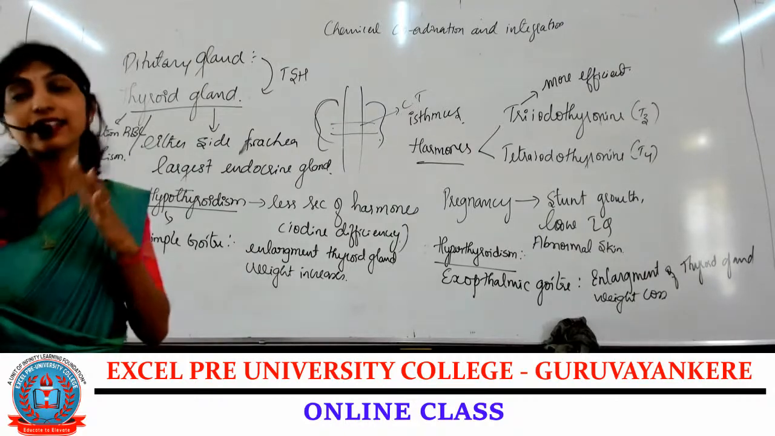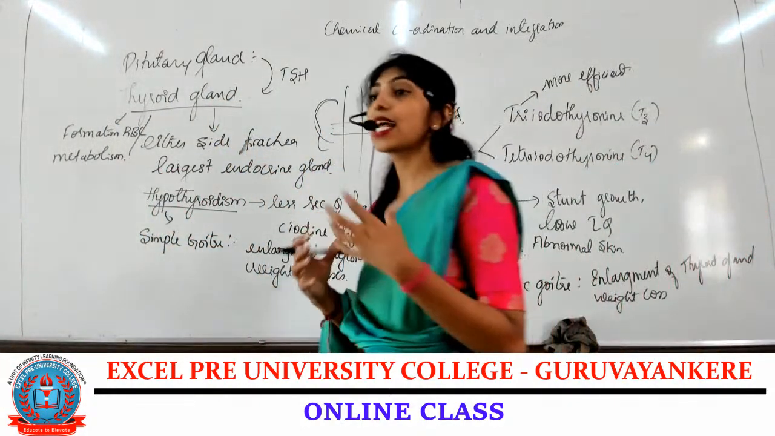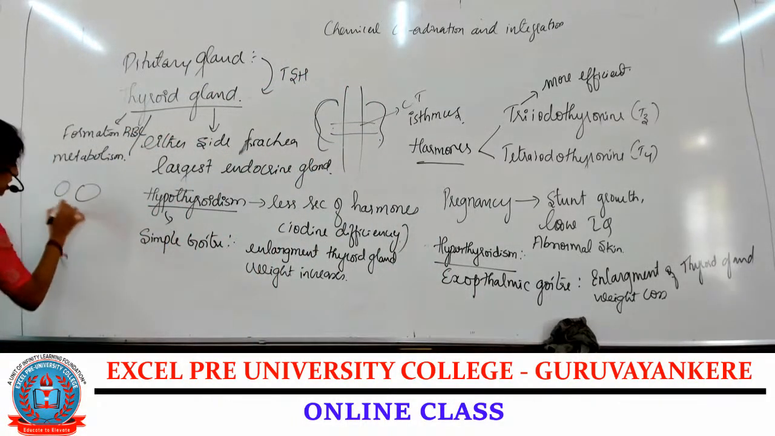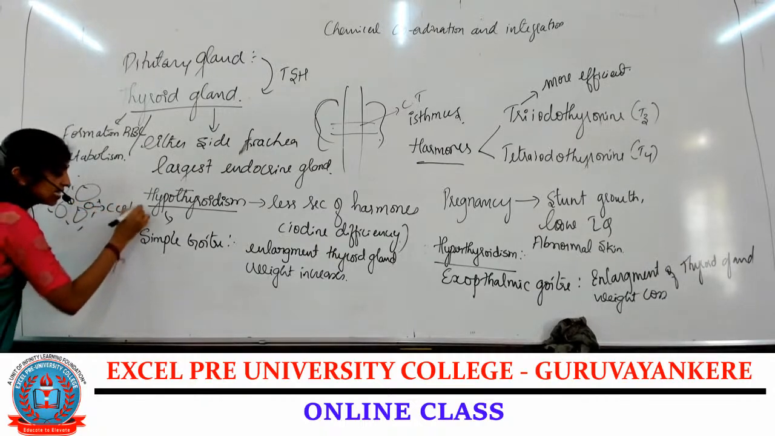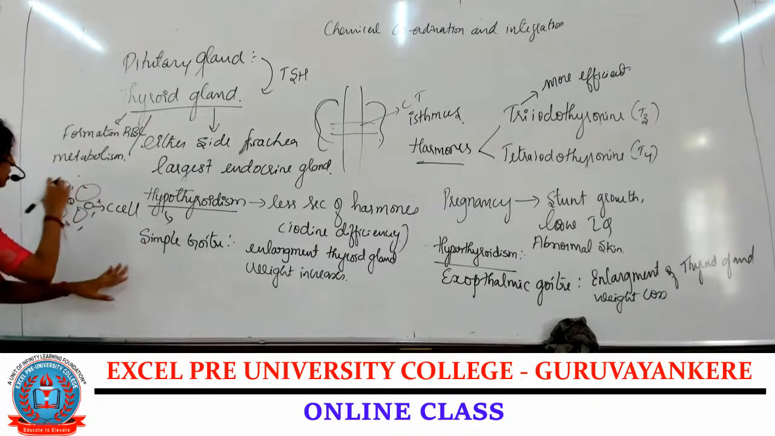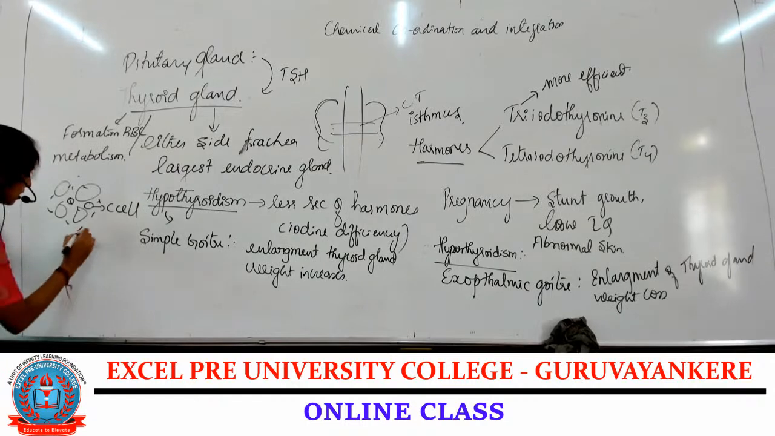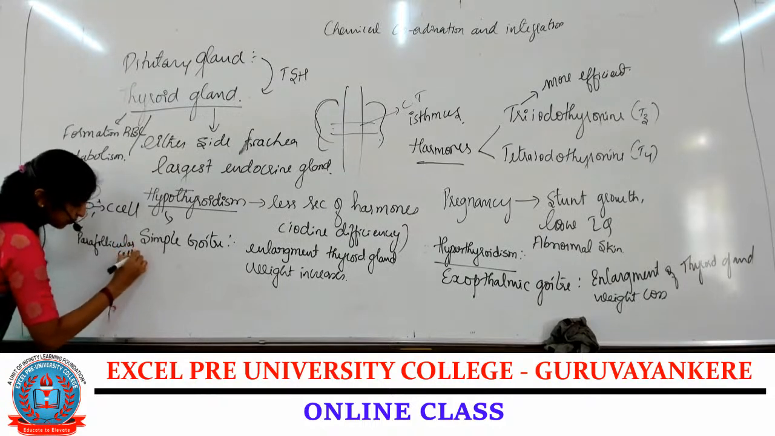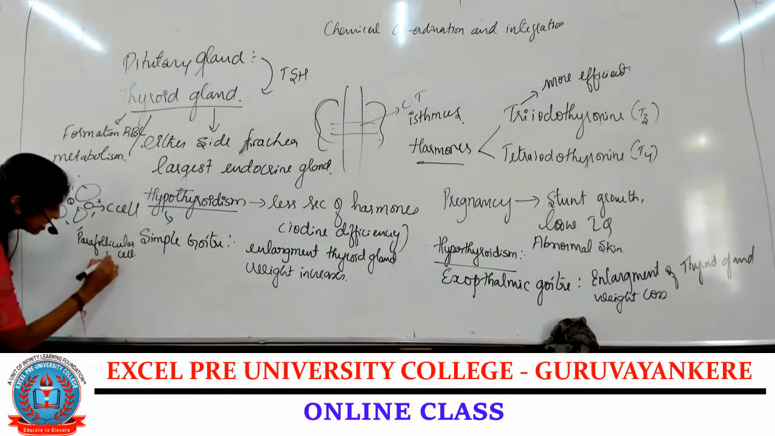It is not that the thyroid gland directly is involved in calcium metabolism, but between the follicular cells, there are cells called C cells. These are the follicular cells. Between them, there are specialized cells called C cells, also called parafollicular cells.